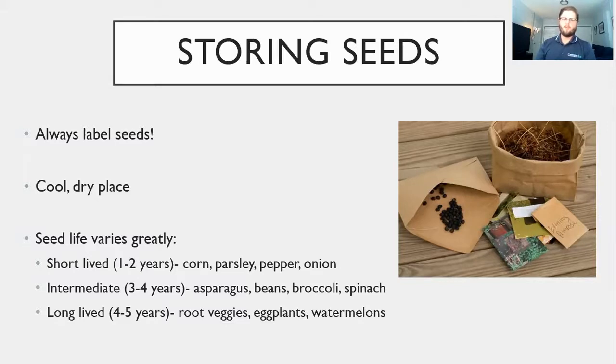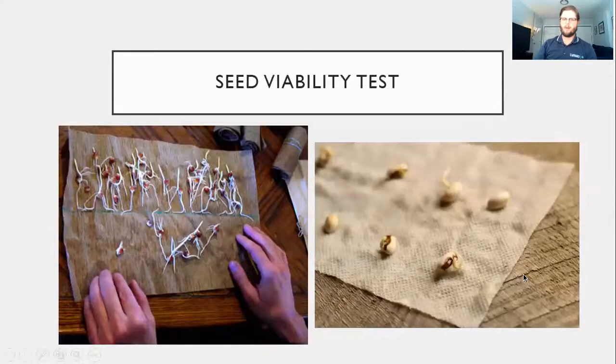So like I said earlier, seed shelf life can vary greatly. Some things are very short-lived, like corn, parsley, pepper, or onions. Some things are a bit more intermediate, and some things are actually quite a bit longer. So again, that should be on your seed packet to give you a sense, but this is just a bit of a rule of thumb.